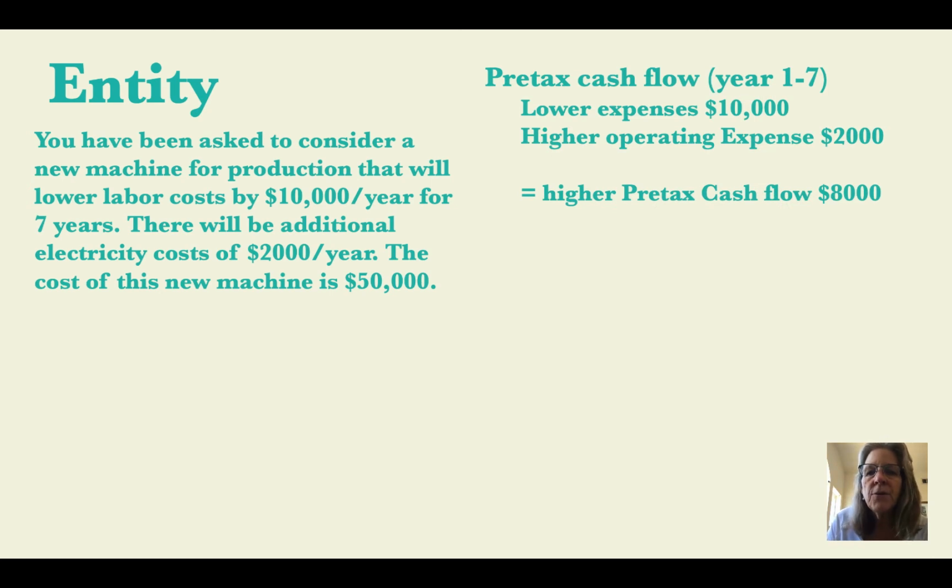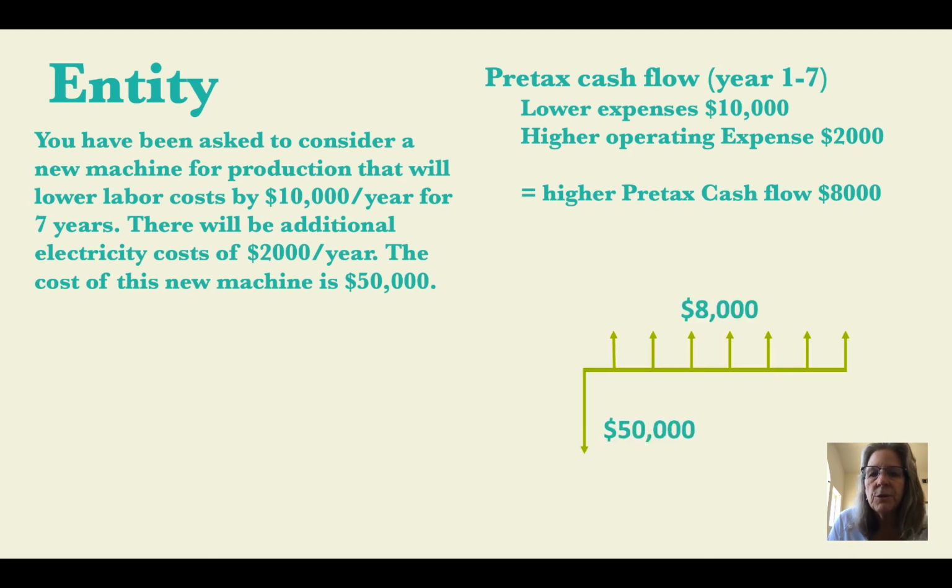For years 1 through 7, we have lower expenses of $10,000, but higher operating expense of $2,000. That means the pre-tax cash flow will increase by $8,000. And we have the $50,000 one-time investment. So the cash flow will look like this. And then we can do analysis in order to understand what is the comparable value of this.